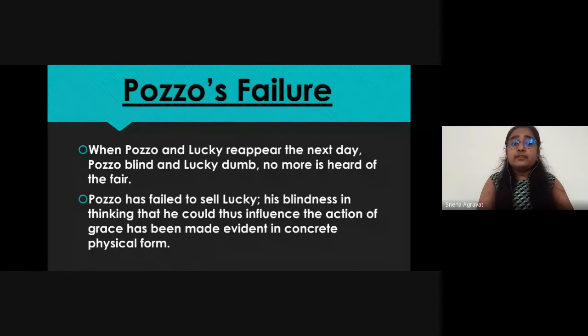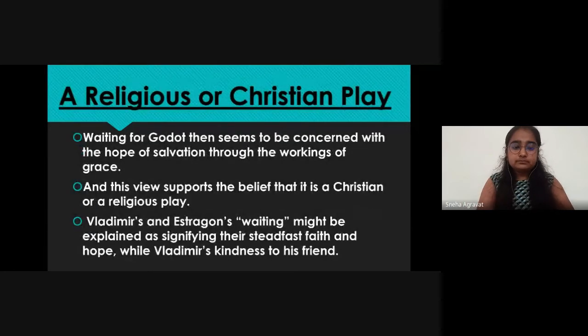Next is Pozzo's failure. In this we find that when Pozzo and Lucky return the next day, Pozzo is blind and Lucky is dumb, and no more is heard of the faith. Pozzo has failed to tell Lucky of his blindness, thinking that he could thus influence the action of grace, and this has been made evident in a concrete physical form. A religious or a Christian play.